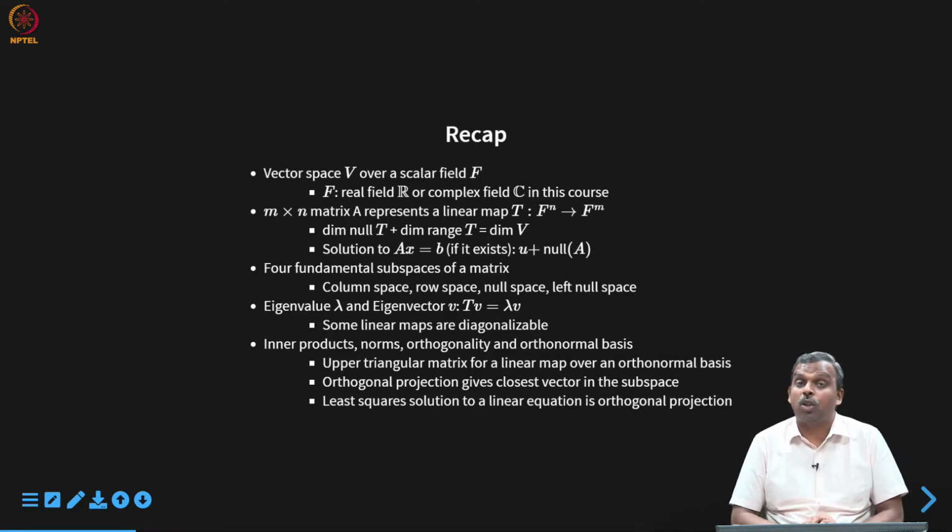In particular, we saw in the last few lectures orthogonal projection, which gives you the closest vector in a subspace, and it's associated with least squares solutions for linear equations. Both of these are very good applications, even in learning and very recent topics of interest. So this is a quick recap of where we are in this course, and from now on we are going to study operators in inner product spaces.